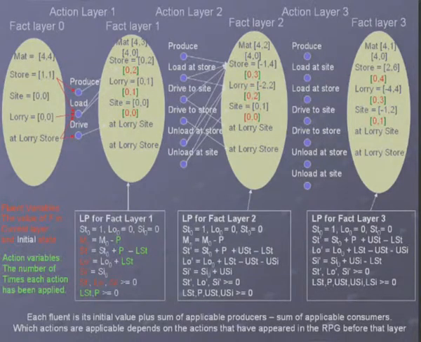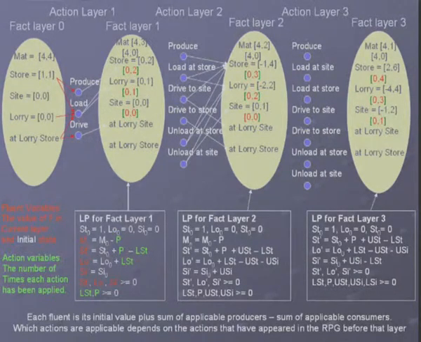You notice there's nothing we can do to the site at this layer. There's no way we can unload anything at the site yet. We've not got there. So we just get this quite boring constraint that the site at layer 2 is the site at layer 1. Well, layer 1 is the site at layer 0, because there are no actions we can do to change that. And then when we get a bit further, we can add in the unload at store, unload at site actions, and these then become here in the LP, because they can increase the number of things here and decrease the number of things here.